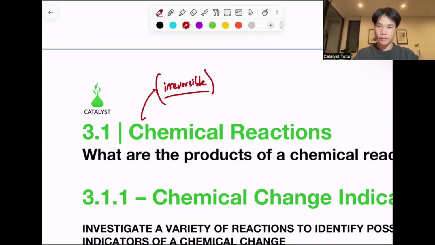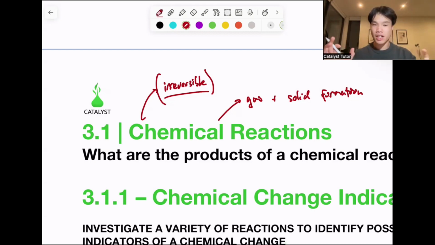We can see maybe gas forming or like a solid, like, what are they called? Like the insoluble, I forgot what it's called. We'll touch on it in a second, but you're right. So if you make a gas or you make a solid and you see something forming, that could be a sign of a chemical reaction again, but not always. I'll put in brackets again.